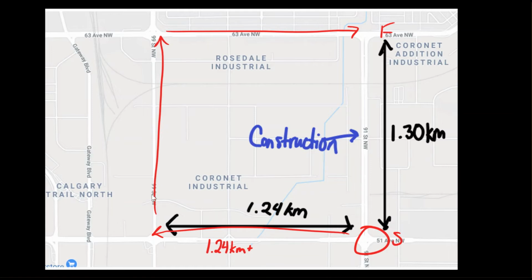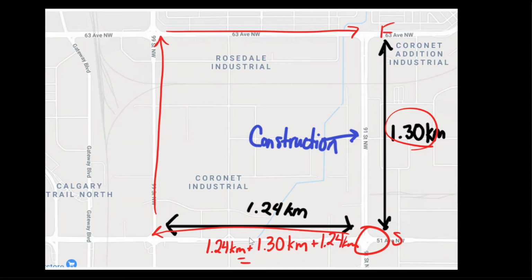And then it traveled up. Hopefully you know this about rectangles, that if I go up, this distance up is the same as this distance. So the red car went another 1.3 kilometers. And then it went back. It backtracked on 63rd Ave. So it went another 1.24 kilometers.